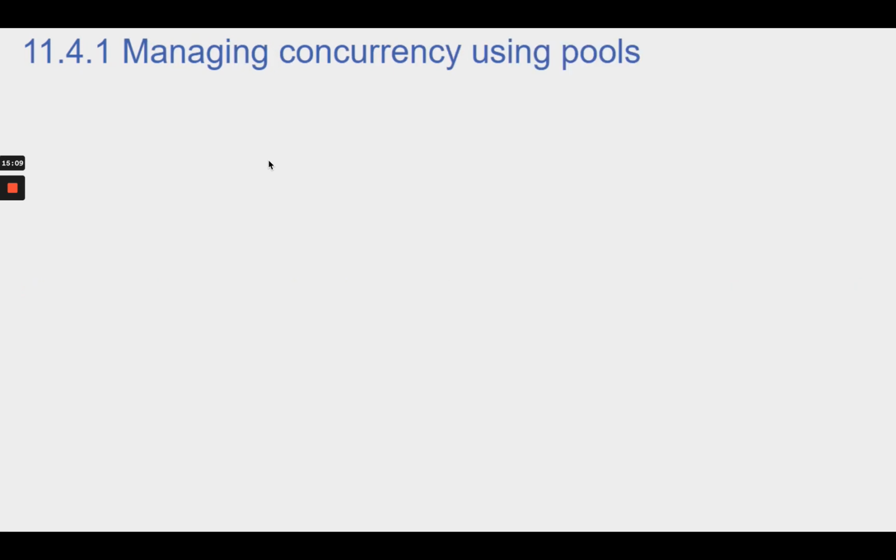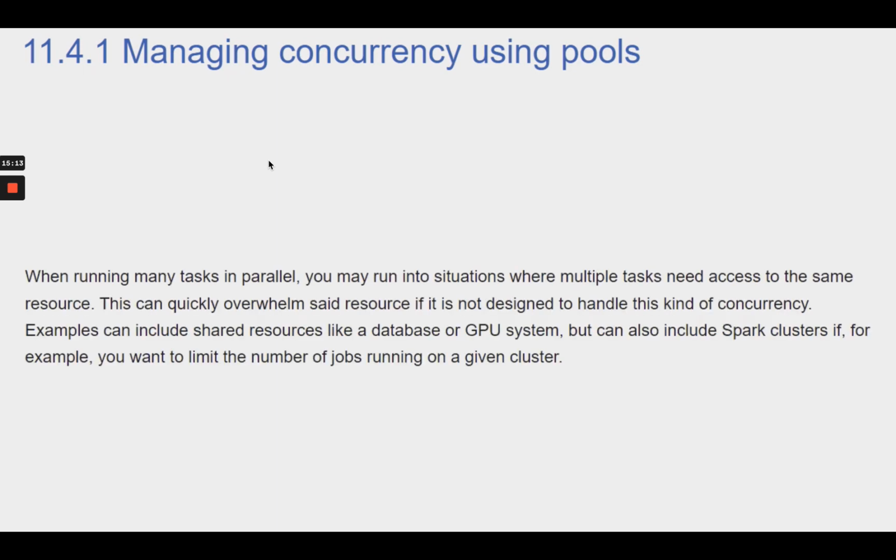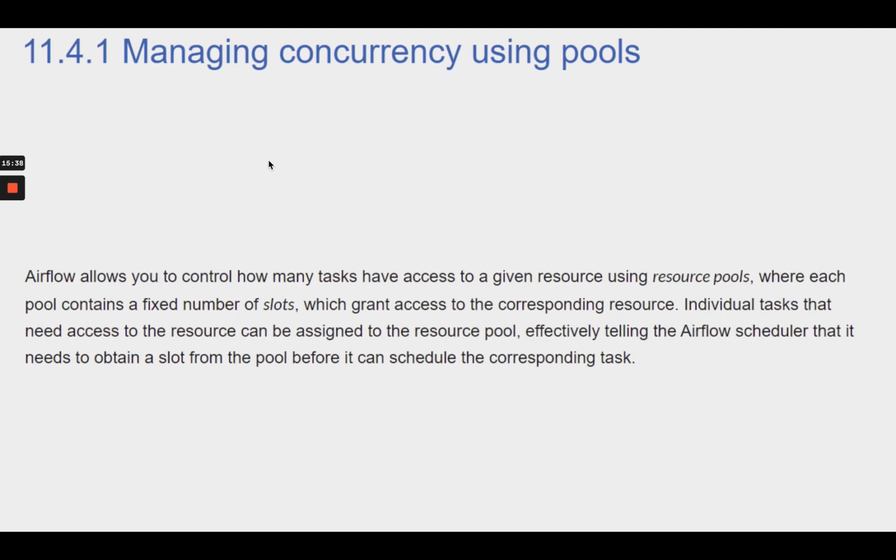Section 11.4.1. Managing concurrency using pools. When running many tasks in parallel, you may run into situations where multiple tasks need access to the same resource. This can quickly overwhelm said resource if it is not designed to handle this kind of concurrency. Examples can include shared resources like a database or GPU system, but can also include Spark clusters if, for example, you want to limit the number of jobs running on a given cluster.